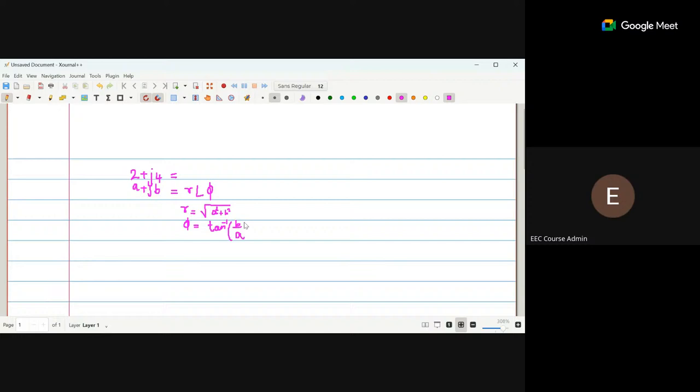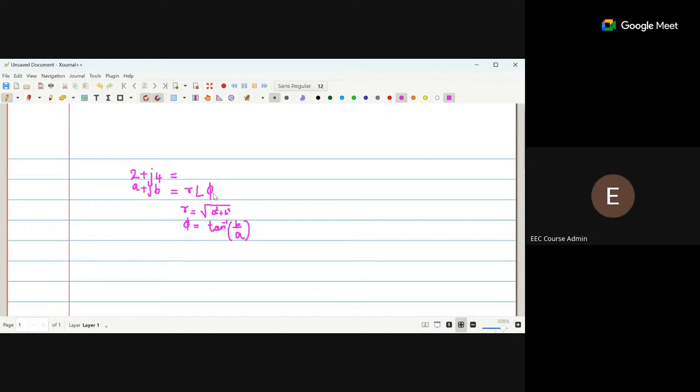Ma'am, should we consider phi or theta for the angle? Because phi we consider phase difference, theta for angle, na, ma'am. See, don't confuse with that. Whatever this a plus jb is, it can be your impedance or whatever, and the phase angle involved in that parameter, that is the meaning here.